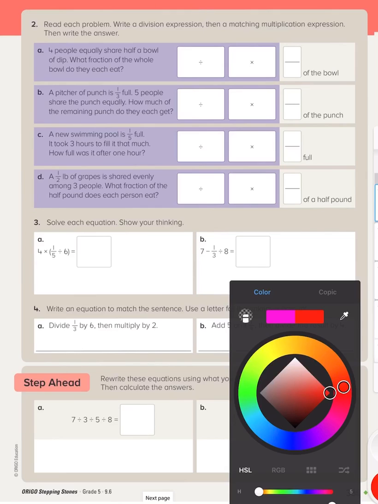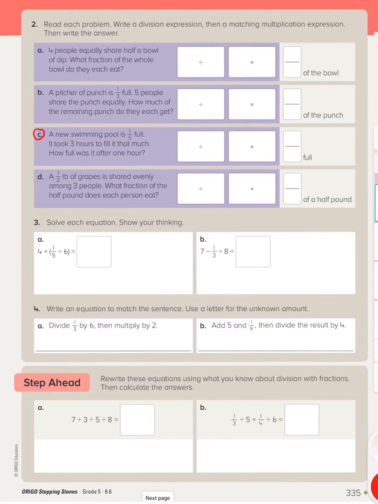So let's look at 2. I'm going to do 2C as my example, okay? 2C. A new swimming pool is 1/5 full. It took 3 hours to fill it that much. How full was it after 1 hour? One of the 3 would be 1/3 of it, right? They're trying to give us a really tricky one. So if 1, it would be 1/3, right? So I would go ahead and say it's 1/5 full and it took 1/3, it took 3 hours.